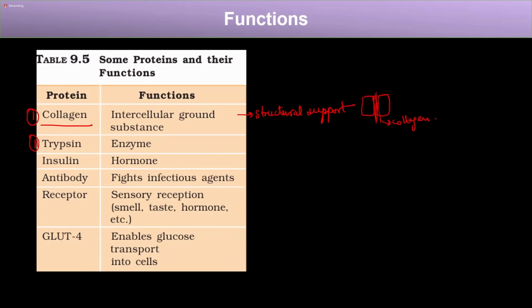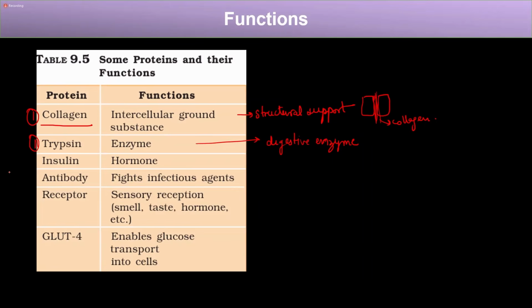Trypsin is an enzyme, and this enzyme is a digestive enzyme. So it helps in digestion. And what are enzymes? Not only trypsin, most of the enzymes are proteinaceous in nature.